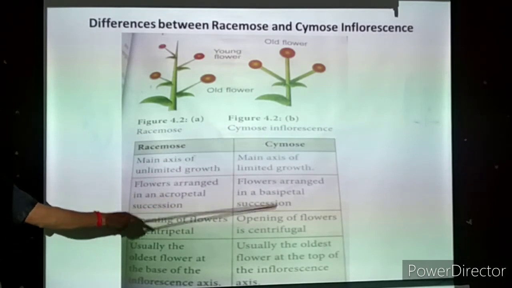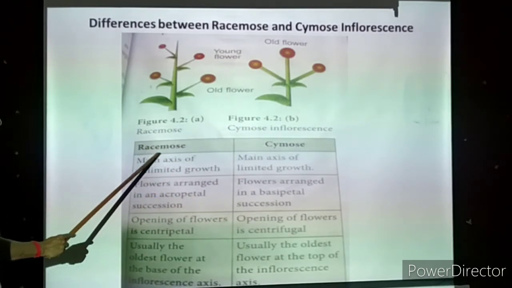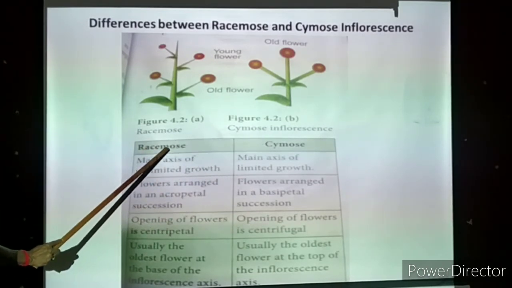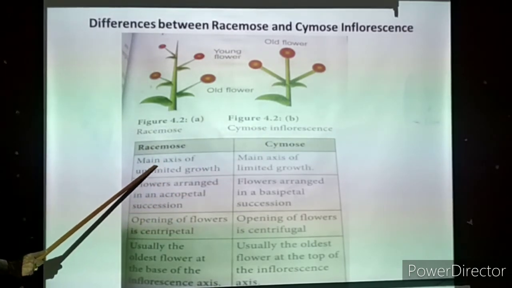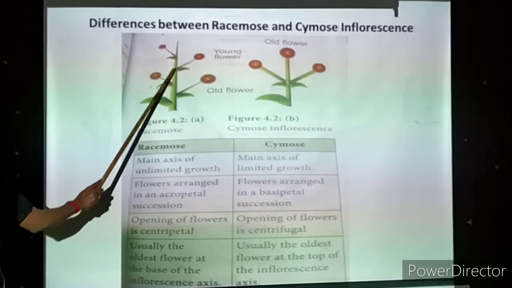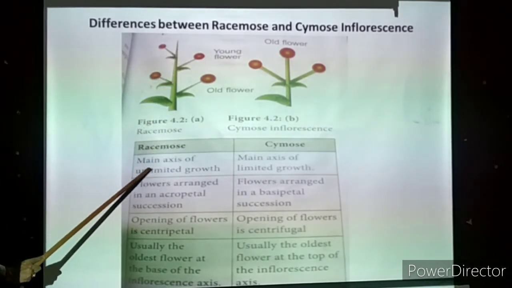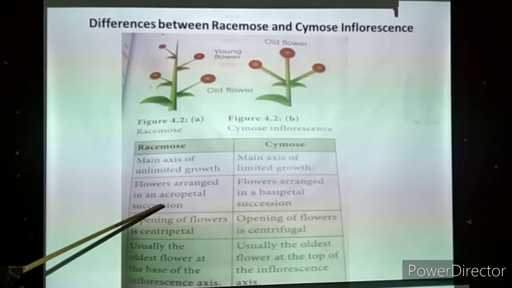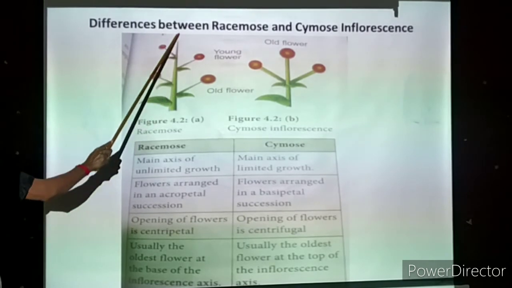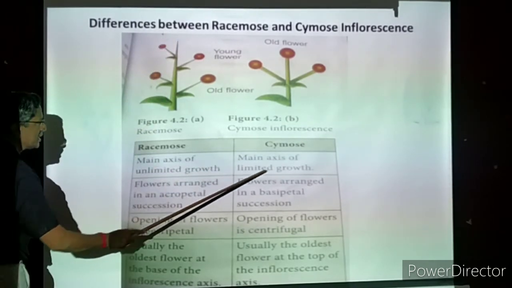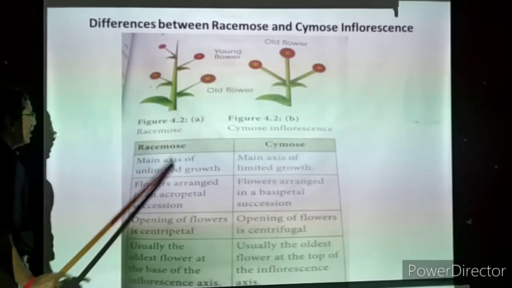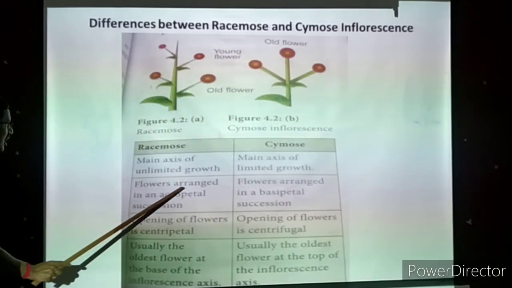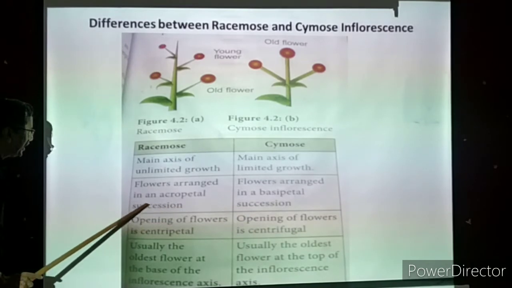Okay, now there is a tabular column with a lot of characters which are showing the differences between them. Racemose inflorescence, cymose inflorescence. See the first point, main axis, that is the peduncle, main axis of unlimited growth. Now it is unlimited, continuously it is growing. Here the main axis is of limited growth. That means it is growing up to a certain height only. Flowers are arranged in acropetal succession.